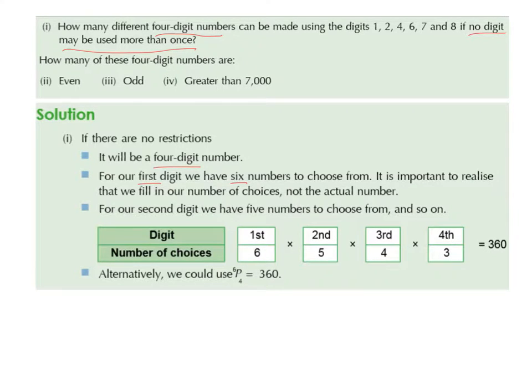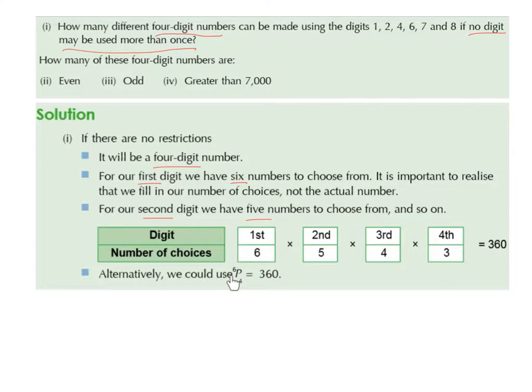For our second digit, we will have 5 numbers to choose from, and so on. So remember, we had 6 digits to choose from. It doesn't matter what the digits actually are, but we had 6 to choose from for the first number. Once we've used one of them, again, it doesn't matter which one, we'll only have 5 left for the second. Once we've used 2 of them, we'll only have 4 left for the third. And once we've used 3 of them, we'll only have 3 left for the fourth. And 6 by 5 by 4 by 3 is 360.